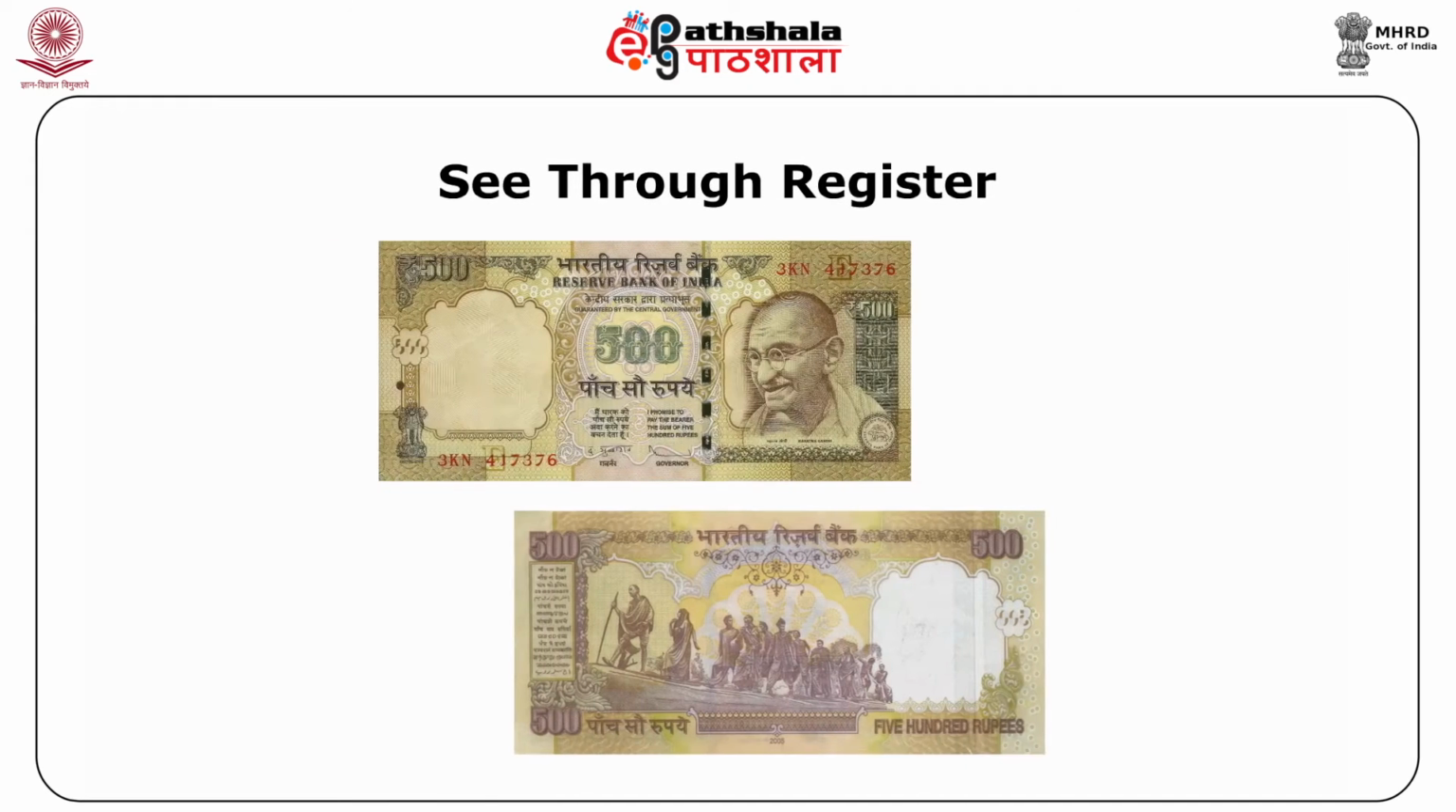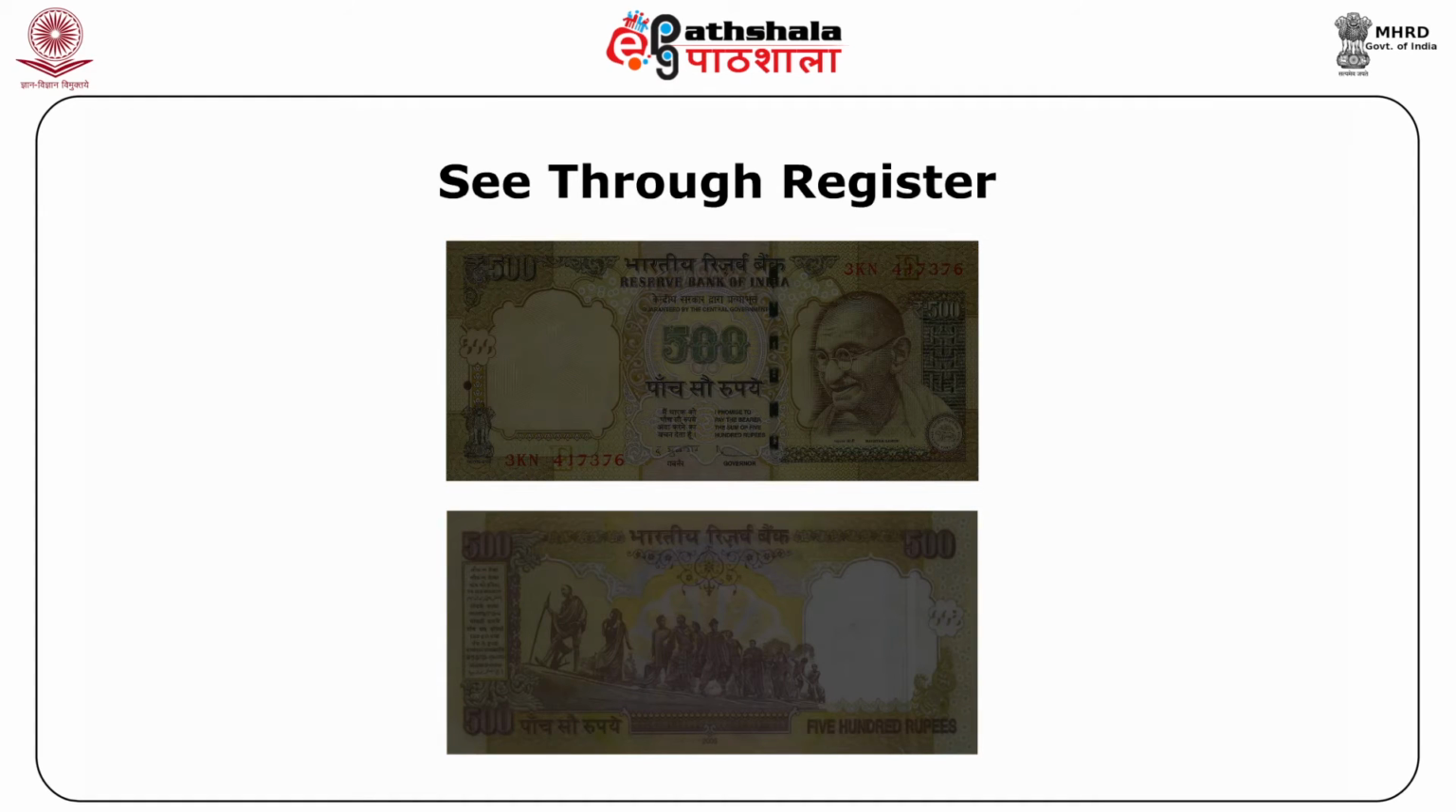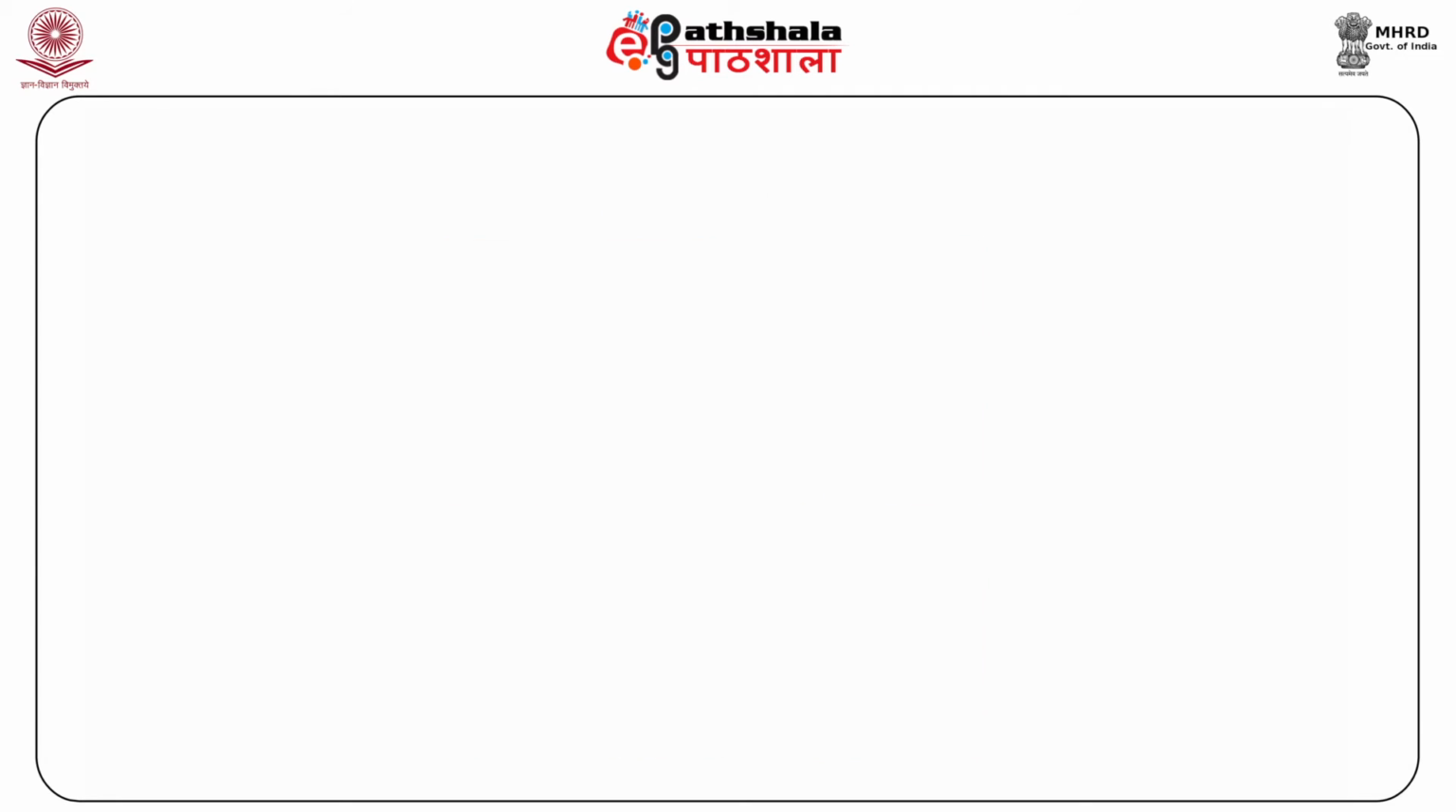See-through register. This feature is situated on the left obverse side and just opposite to that on the reverse side. Half denomination of banknote on the obverse side and half on reverse side is present. When viewed against transmitted light, the complete denomination of 500 becomes visible.